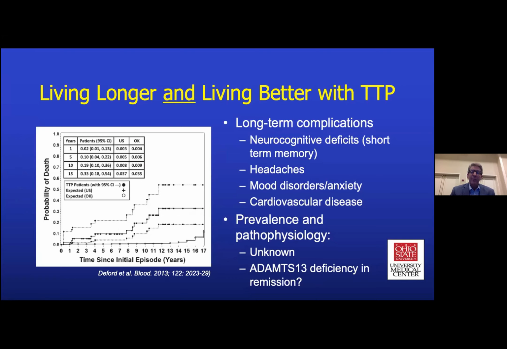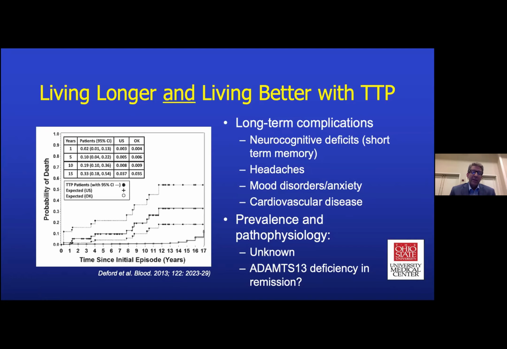And there have been studies in the past, now mounting data that I think are very convincing, that long-term patients with a history of TTP can have some neurocognitive deficits, so short-term memory problems, functionally things like forgetting what someone just told you 30 seconds ago, not remembering where you just put your keys down. Very subtle, but still frustrating to patients. Headaches can be an issue in patients long-term. It's documented that patients can have an increased risk for mood disorders and anxiety, which can be difficult, as well as cardiovascular disease, meaning heart disease, heart attacks, and strokes.